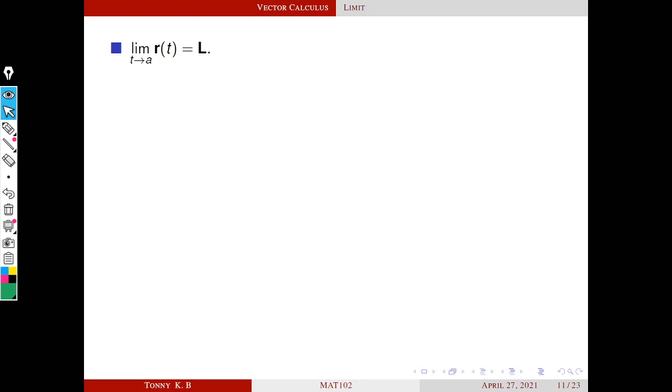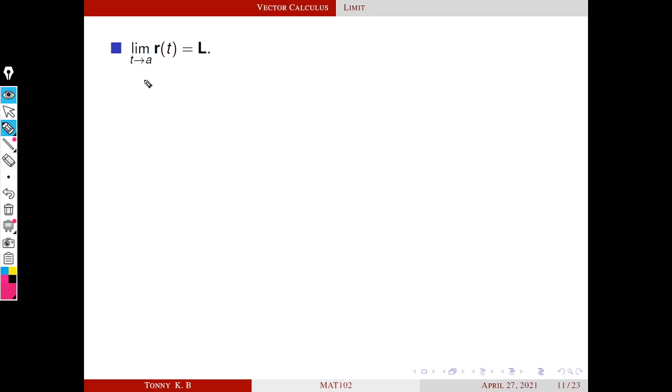Next, we have to introduce the concept of the limit of a vector valued function. Actually, the term limit is not mentioned in the syllabus. But for understanding the concept of derivative, we have to study the limit of a vector valued function. Okay. So let's start with the limit.